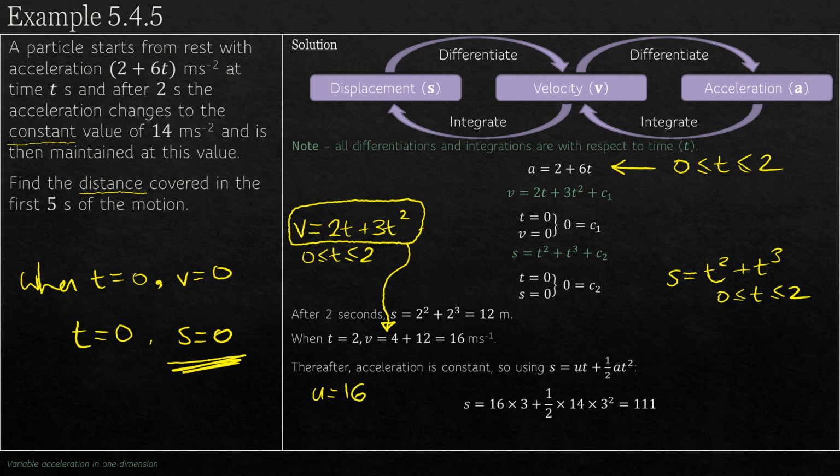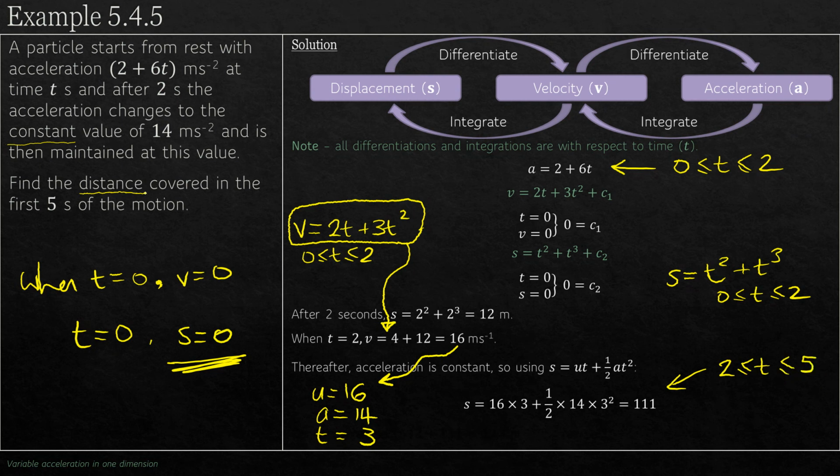That's not the initial velocity of the whole journey. It's the initial velocity for the section of the journey when the acceleration is constant. So the initial velocity is 16, that's why I worked that out. Acceleration, we're told, is 14. This next bit of the journey doesn't last for 5 seconds. It only lasts for 3 seconds. So t is 3. t is how long this part of the journey lasts for. Subbing those into s equals ut plus half at squared, we get 111 meters. So that's how far it travels between t is 2 and t is 5.